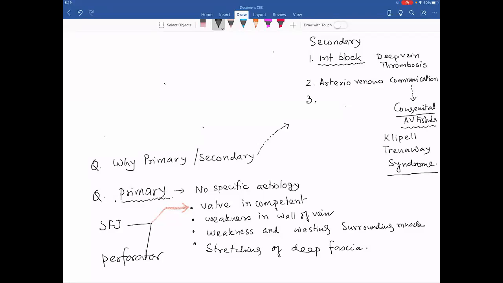Other rare causes could have been external pressure on a vein. Example being, as I have said, abdominal lump. Some people say that example. Would you like to suggest something? Sir, maybe a pelvic tumor. Bas, that's it. That is what you are required to know for primary and secondary varicose veins.